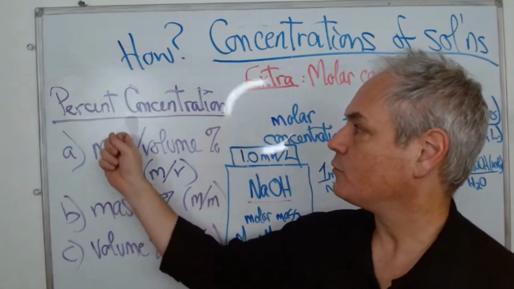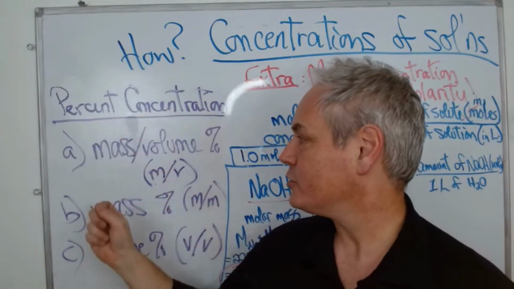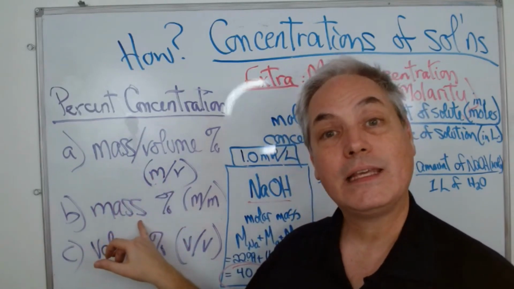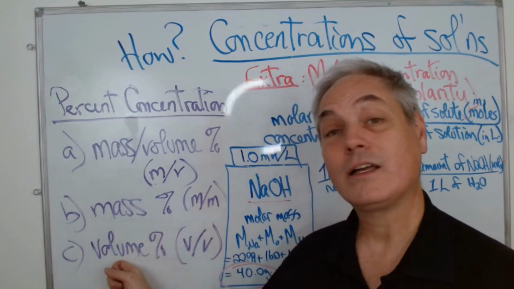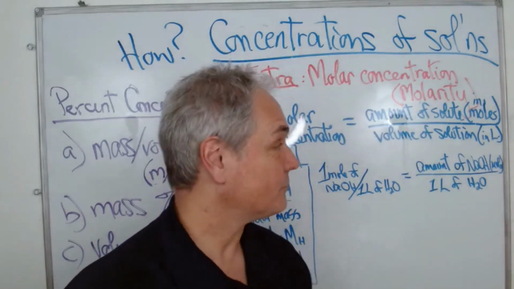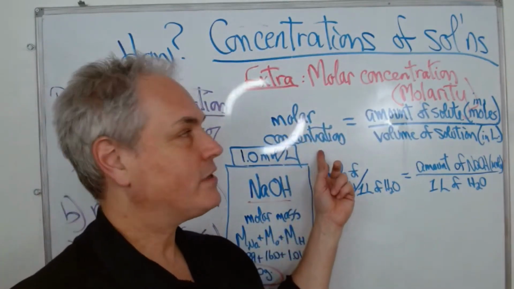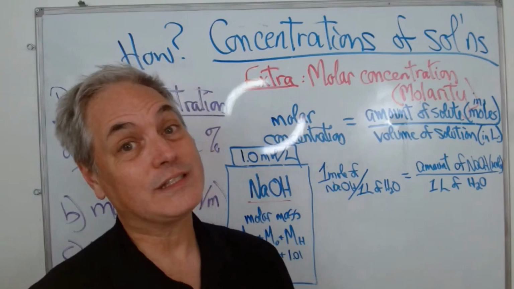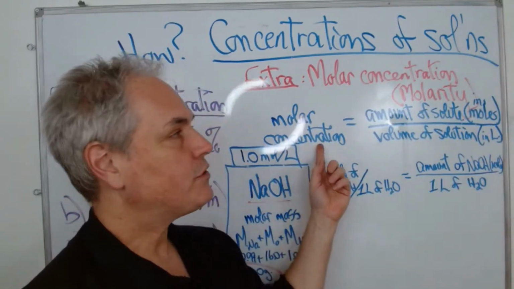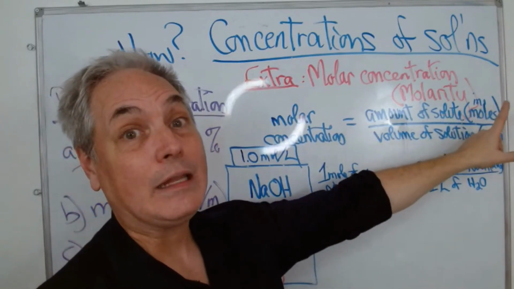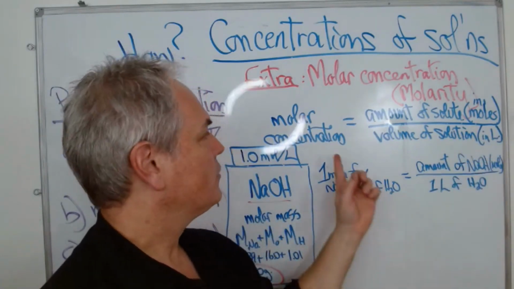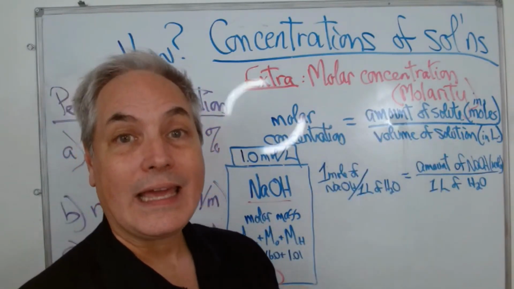Interestingly enough, so far we've talked about the percent concentration, and here we have the ratio between mass and volume. Here we had the ratio of mass over mass, and here the ratio of volume over volume. So for the fourth one, it's a bit different because we're looking for a molar concentration, and when I say it, you'll see it's based on something we've learned before. The molar concentration will be the amount of solute in moles over the volume of solution in liters. So here is the basic equation for it.